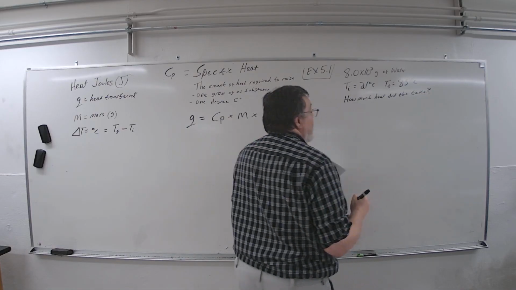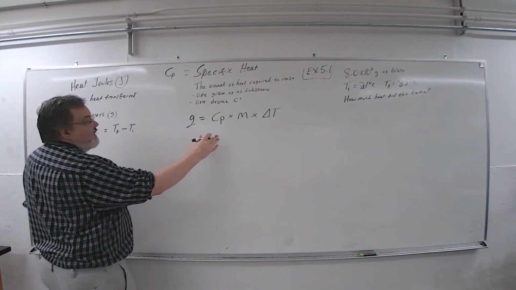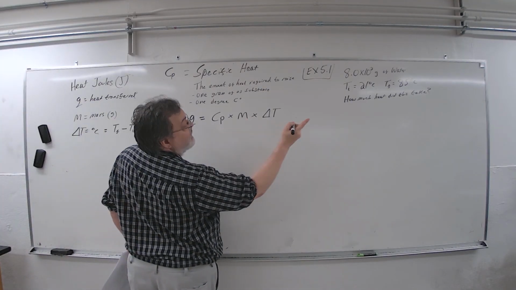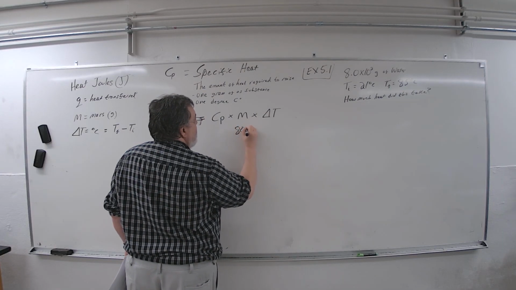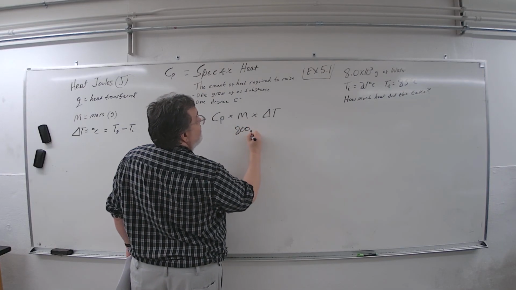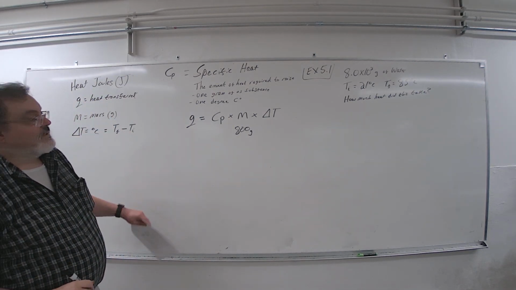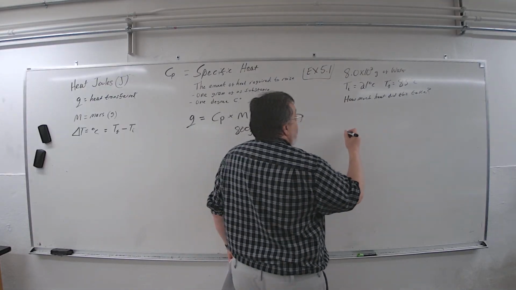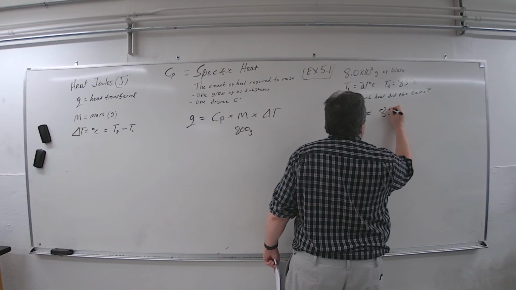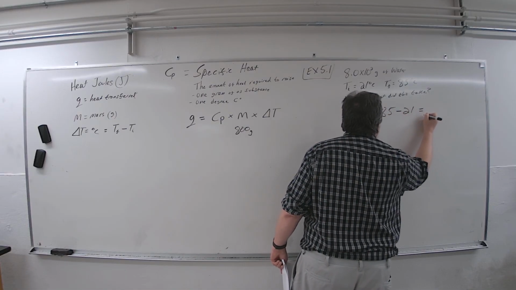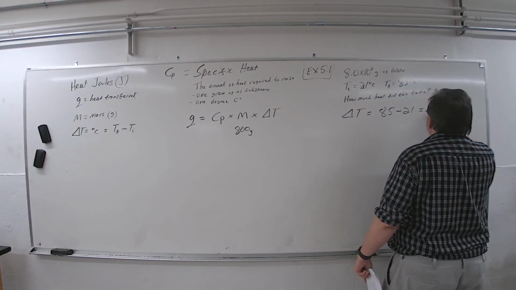How much heat did this take? So you just use this formula. You have the mass, and in this case I'm going to write that as 800 grams, even though it's only two significant figures, just to make this look simpler. Your delta T here, calculate it in the margin, is 85 minus 21. What is that? That's 64.